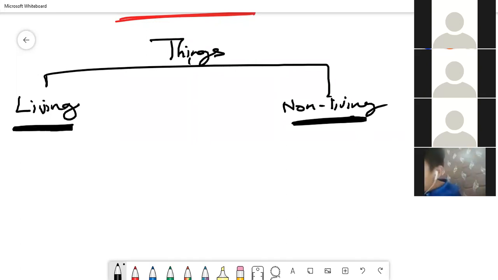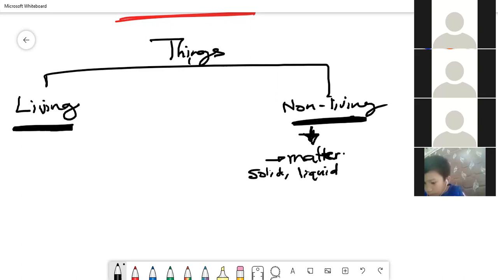So living things, non-living things here, this one here, we can classify as state of matter. What is the state of matter? Solid, liquid, or gas. Okay, that is the matter. Next, we can classify them by electrical conductivity.